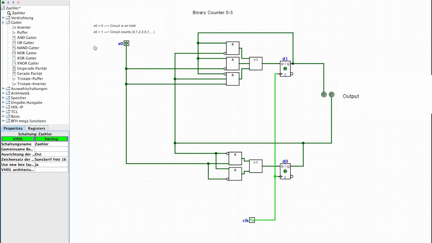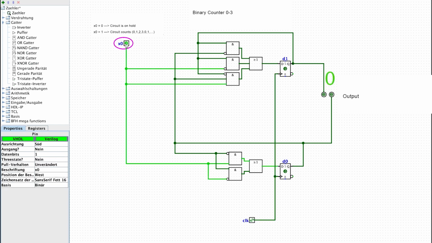At the beginning, the circuit stays at state 0 as long as the input x0 is set to 1. When this happens, the circuit starts counting and shows the binary value of the state on the output. If the input is set to 0 again, the circuit holds the current state as long as x0 is set to 1 again.